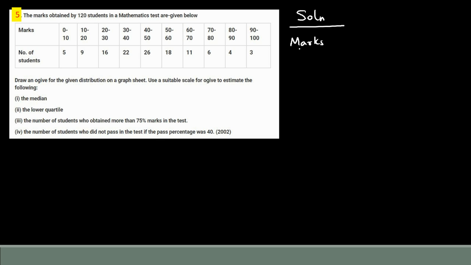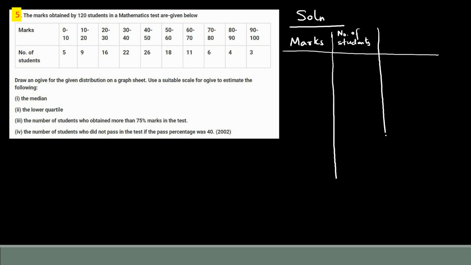The marks are given, which is basically the class range here, and the frequency is given. Number of students is the frequency. And we have to find the cumulative frequency in this column.